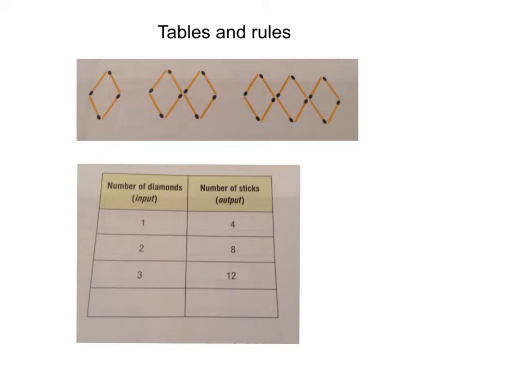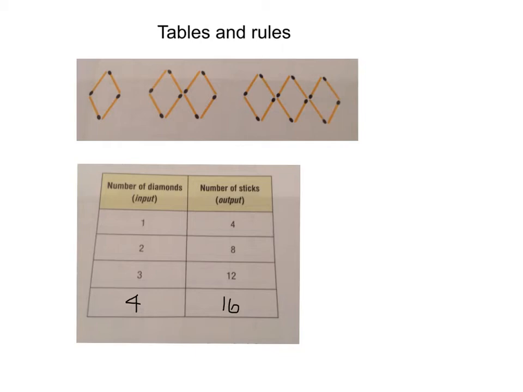And we can see that in term 1, when there was 1 diamond, we needed 4 matches. In term 2, where there's 2 diamonds, we can count them up, we needed 8 matches. And in term 3, where there were 3 diamonds, we needed 12 matches. And so we can see that for each extra diamond, we need an additional 4 matches. So we can say that for 4 diamonds, we must need 16 matches.